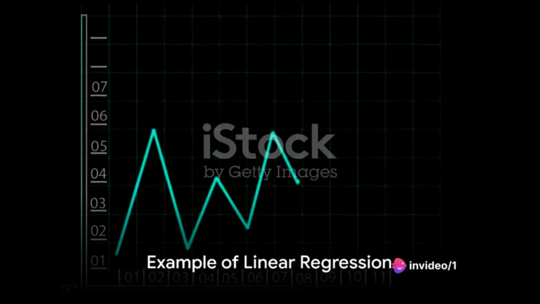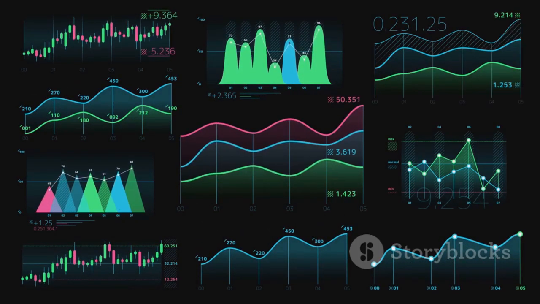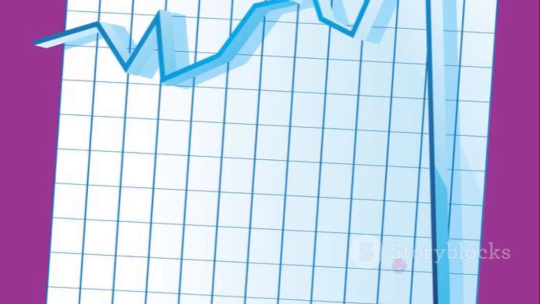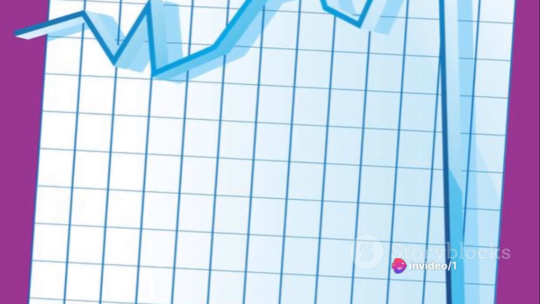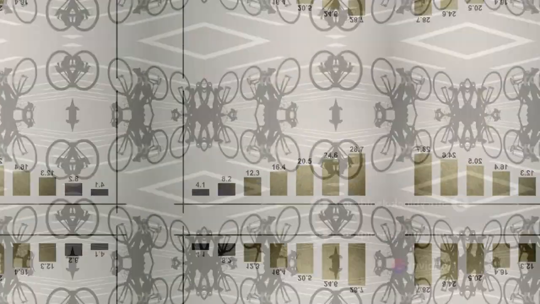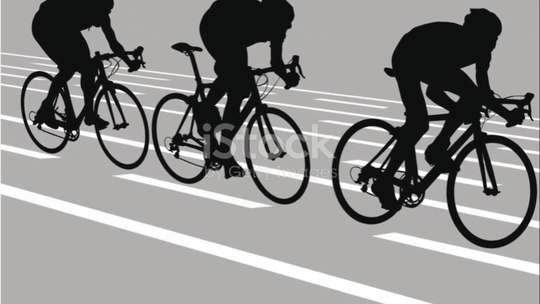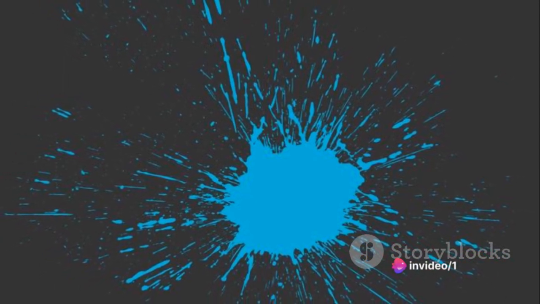To help us understand this better, we'll use a simple example from data scientist Jake VanderPlas. VanderPlas uses linear regression to predict the distance a cyclist will travel based on the number of hours they've been cycling. Here, the number of hours is our predictor variable, and the distance traveled is our response variable. VanderPlas starts by plotting the data points on a scatter plot, each point representing the distance traveled by the cyclist for a particular number of hours.